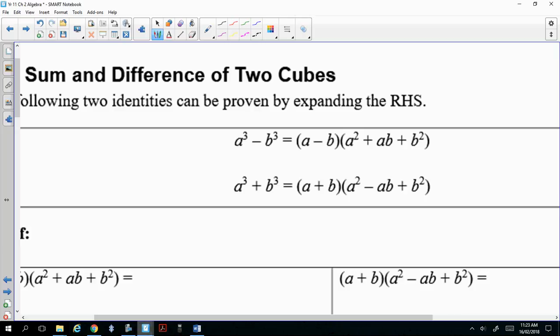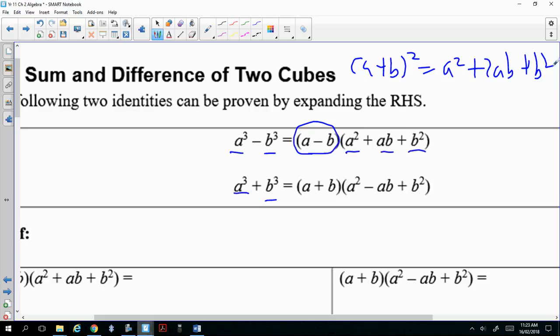There's a difference of two cubes like this one and a sum of two cubes. They are factorized like this. If it's a difference of two cubes, the first factor is a minus b, followed by a squared, ab, b squared. Do not get confused with the perfect square formula. If I go a plus b squared, you get a squared plus 2ab plus b squared. It's different. See, that has a 2, that doesn't have a 2. Not to get confused with these two.